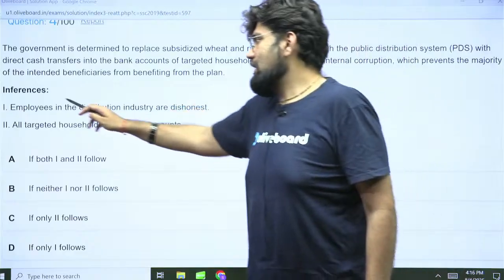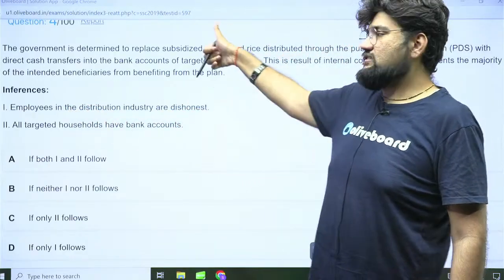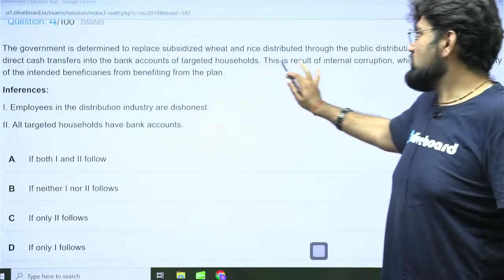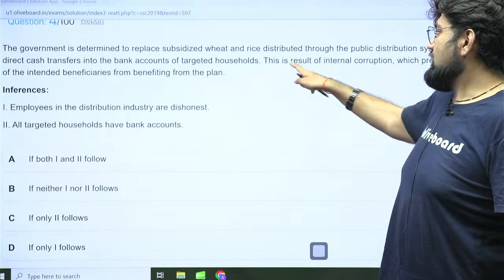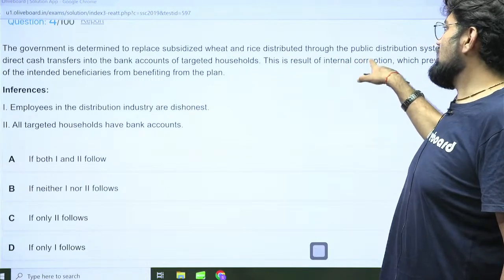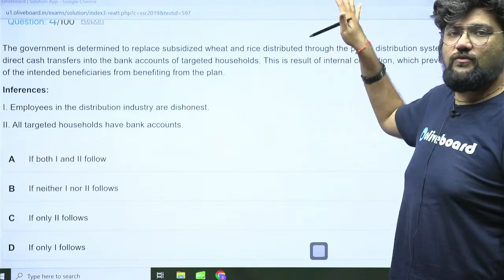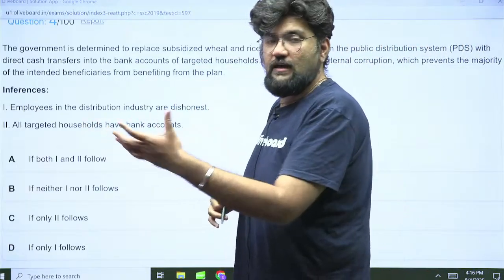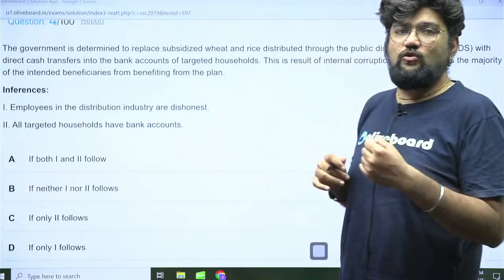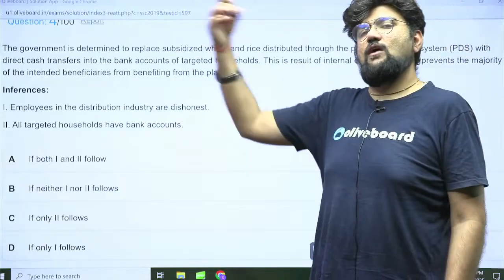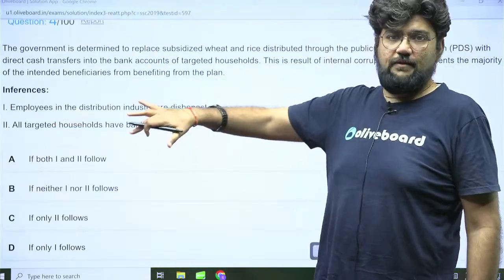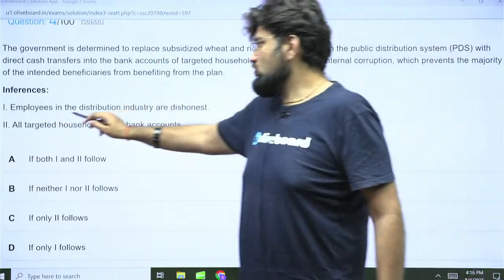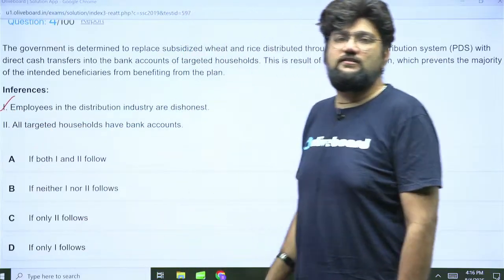Part number 1. Employees in the distribution industry are dishonest? Yes, absolutely. It's mentioned here pretty clearly. It is explicit here that the result of internal corruption, because of dishonest employees, the benefits are not reaching where they should. So hence, rather than being diverted to other places, they are directly reaching now, so they are eliminating the middleman. So that shows that they are dishonest. Yes, that's the primary reason why this is happening.